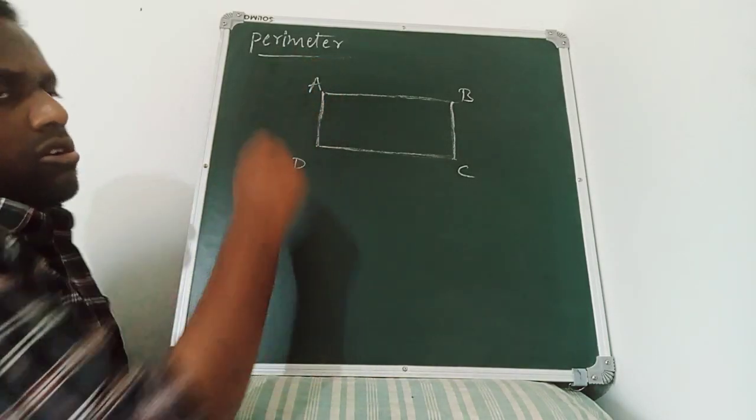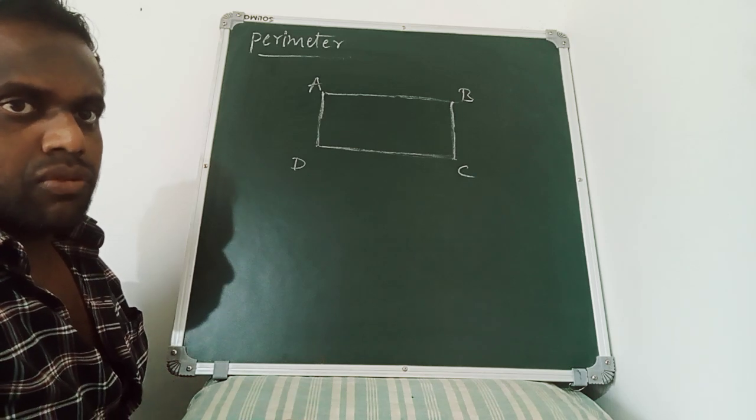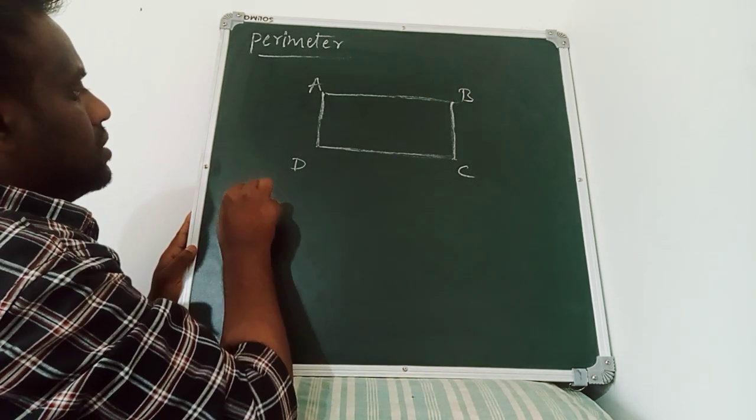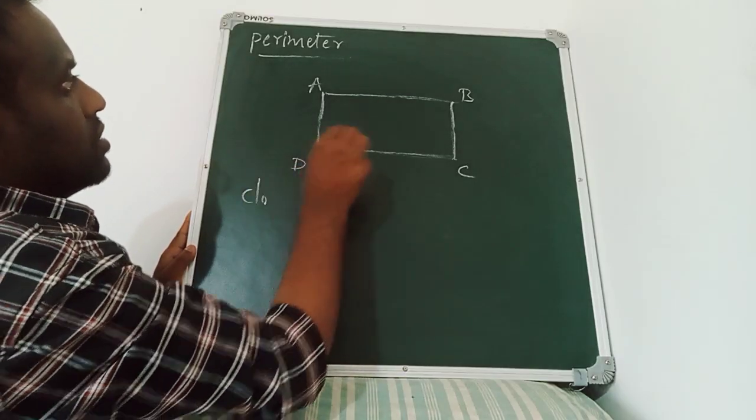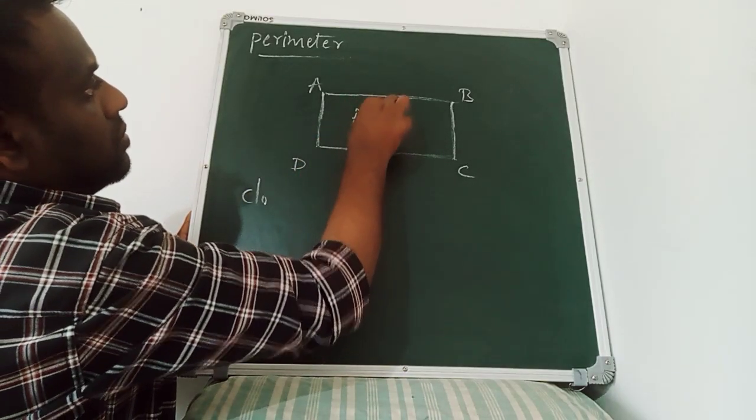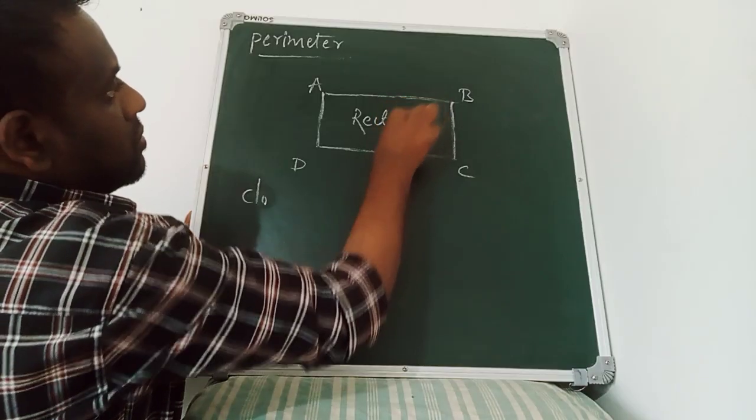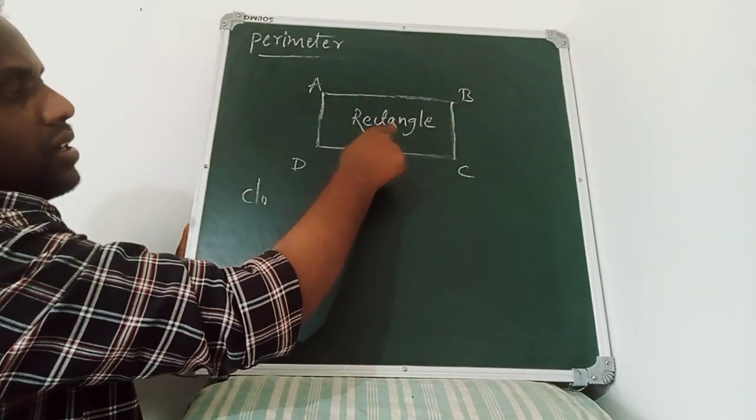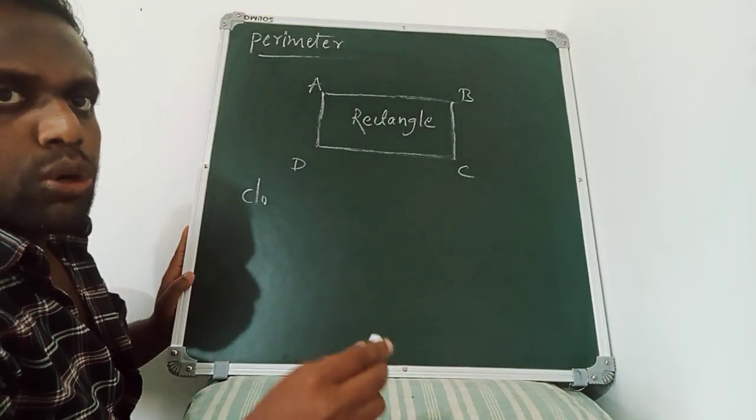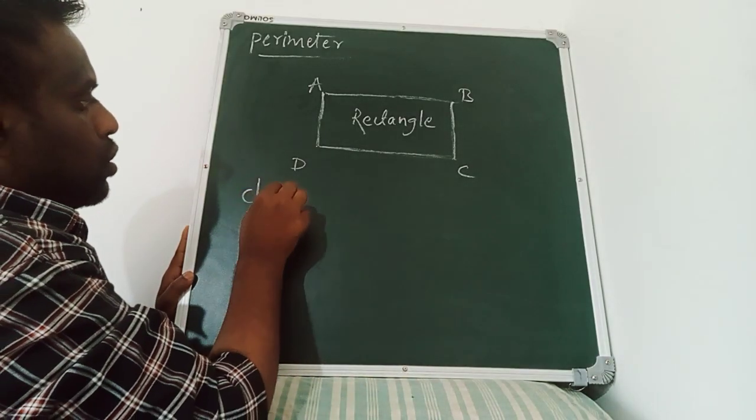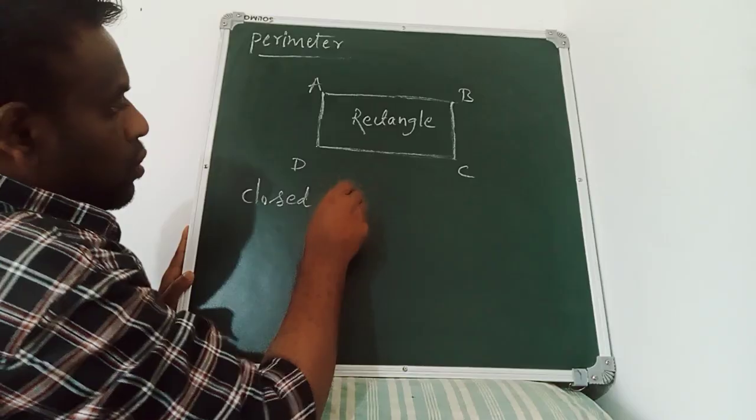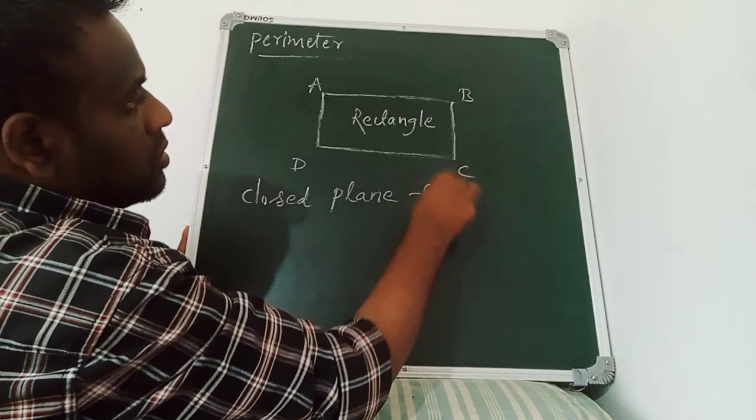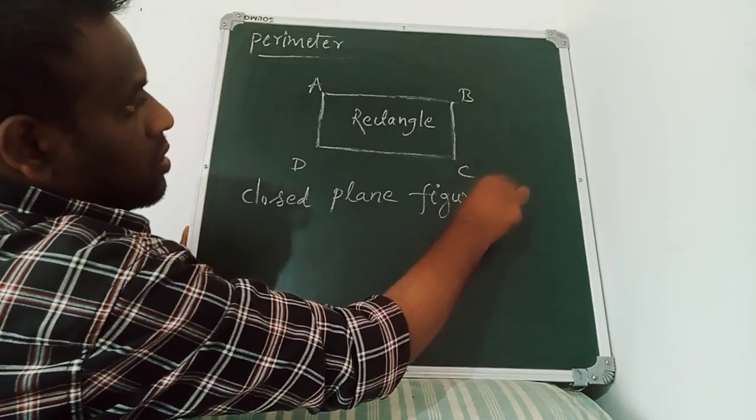So this perimeter concept comes in the case of closed plane figures. First I will write like this. So this is a rectangle. Okay. So this rectangle is an example of a closed plane figure. I will write here: closed plane figure.